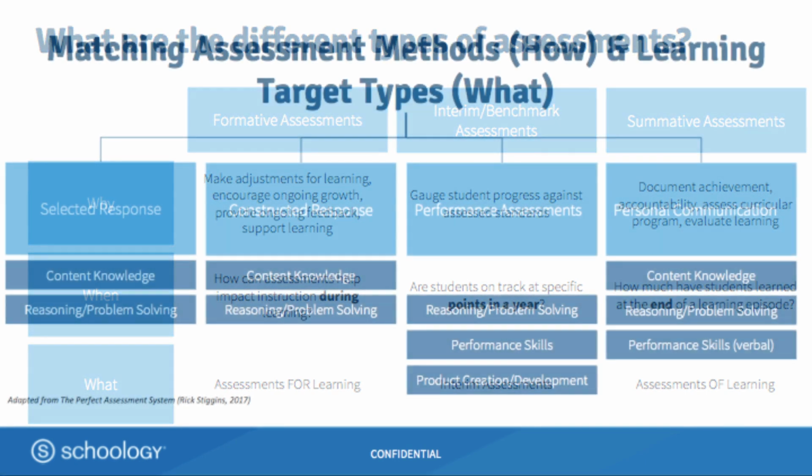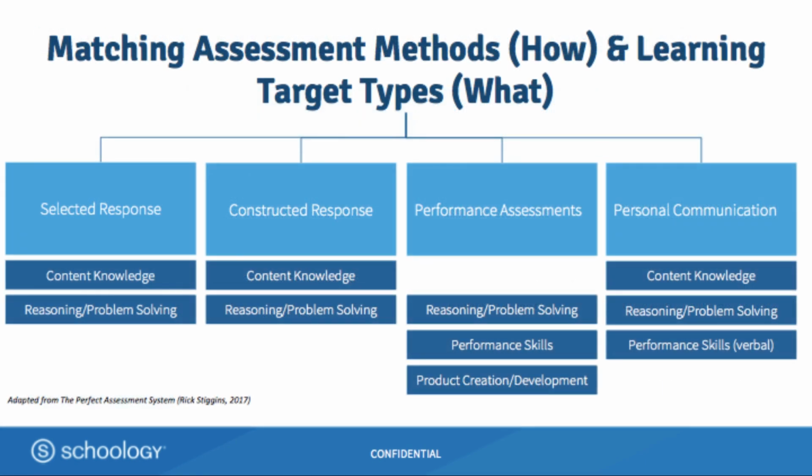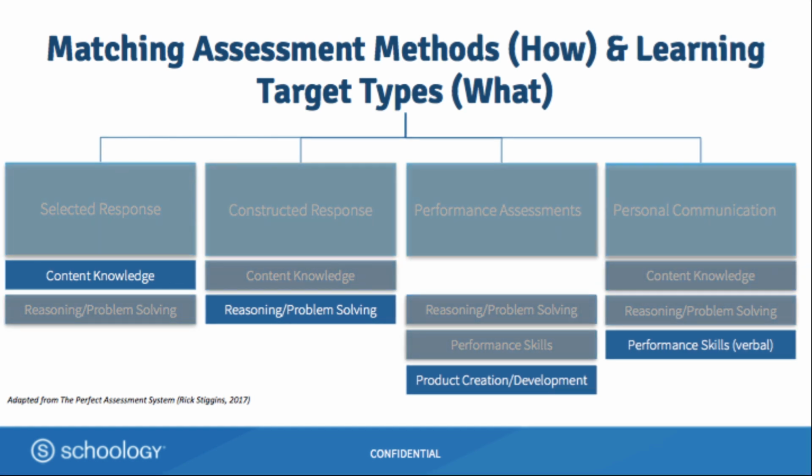After establishing our why, we should also be thoughtful about the types of methods that best match the learning target type. According to Rick Stiggins in the Perfect Assessment System, there are 4 types of learning targets: those that encompass content knowledge, those that address reasoning and problem solving, those that target performance skills, and those that focus on product creation and development. The thing is, not all learning target types should be assessed in the same way.